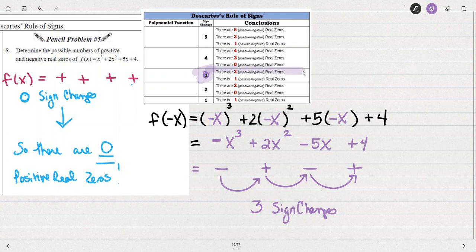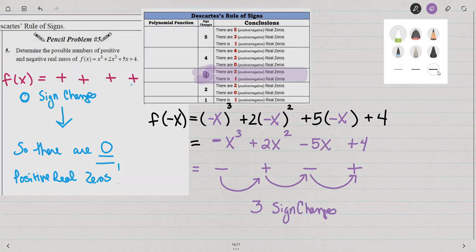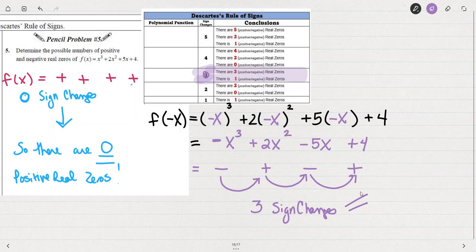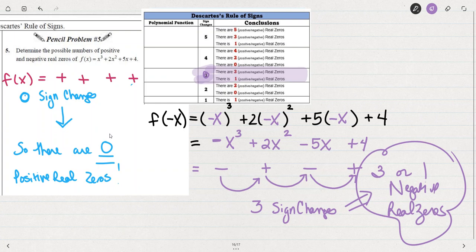then there are either 3 or 1 real zeros. How do I know that? It just comes from Descartes' rule of signs. With 3 sign changes, there are either 3 or 1 negative real zeros. So 2 pieces. For positive real zeros, there's 0. For negative real zeros, there's either 3 or there's 1. Do you see how that could help you if you used Descartes' rule of signs?